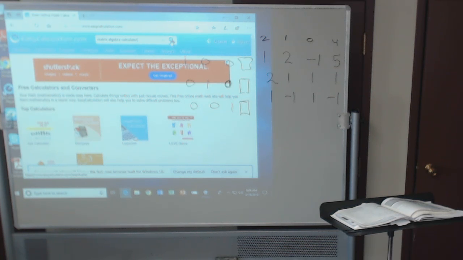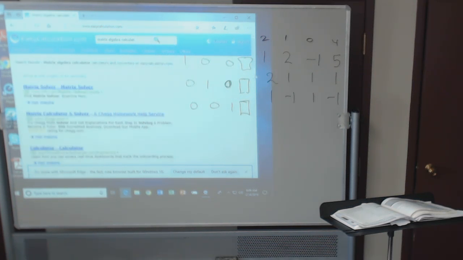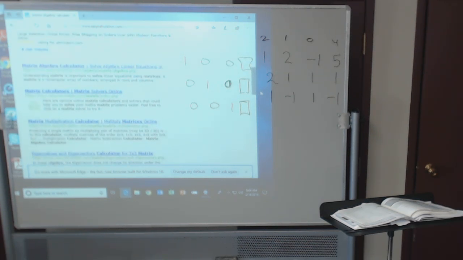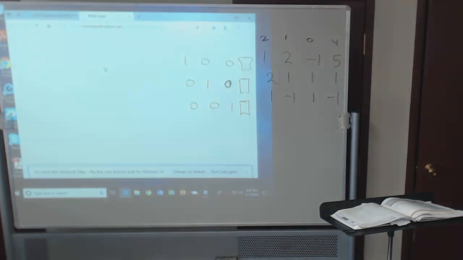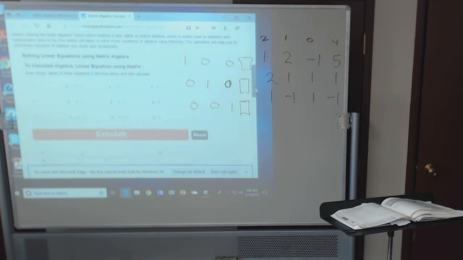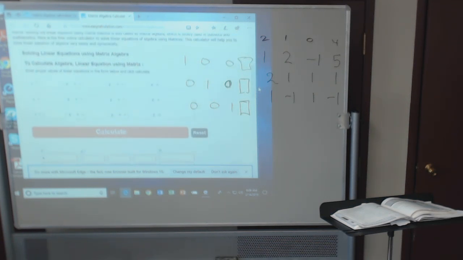Matrix. So when you get to easycalculation.com, you go to the little search box and you type in matrix, algebra, calculator. Now watch what happens when I click on this. A whole bunch of stuff shows up here, but since I'm using easycalculator.com, we'll go down to the easycalculator.com one and click on it, and watch what happens. Voila.